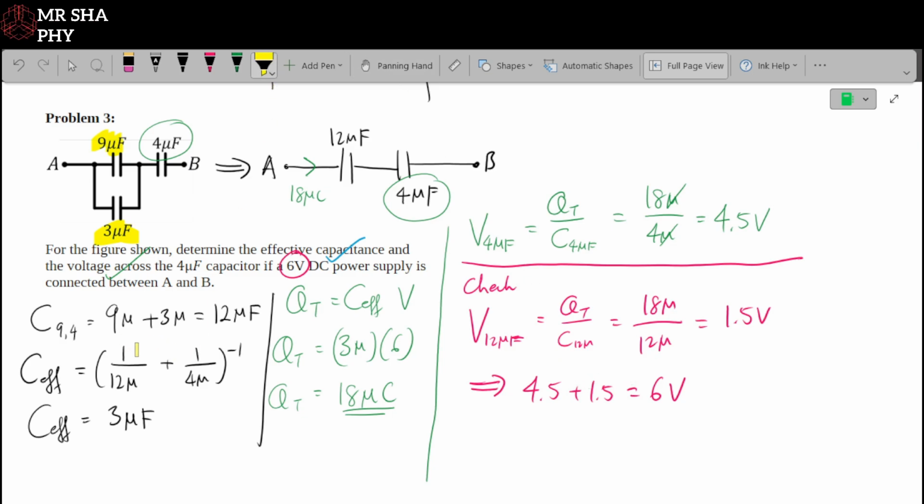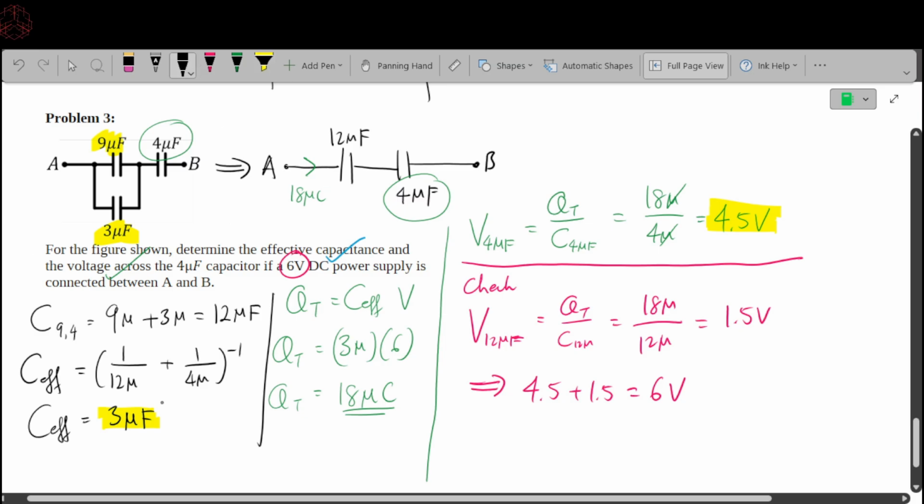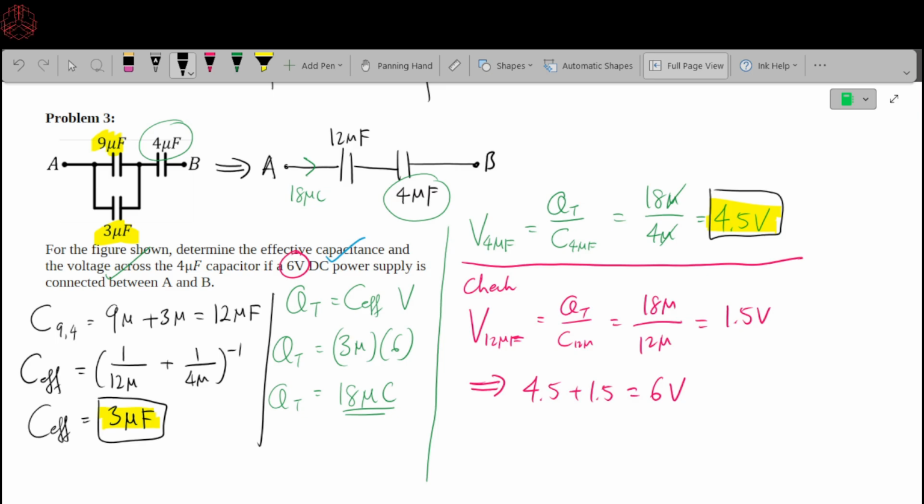So the answers for the question are that the effective capacitance is 3 microfarad and the voltage across the 4 microfarad capacitor is 4.5 volts. Okay. Of course, from time to time, I like to remind students to box your final answer so it's easier for the marker to check. All right. Okay, so now we move on to problem 4.